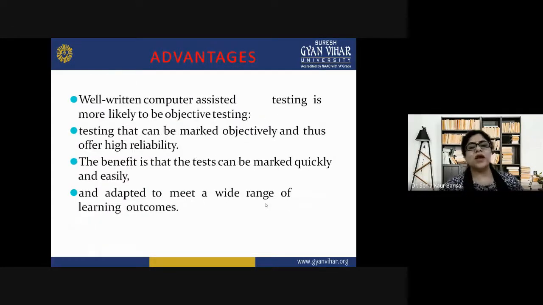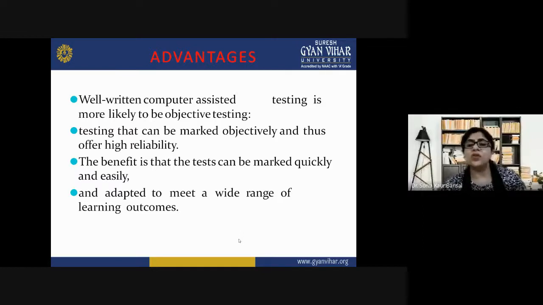Now, what are the advantages of CAA? Well-written computer assisted testing is more likely to be objective testing, testing that can be marked objectively and thus offers high reliability. We all know, students, that when we are giving any competitive exam, as it is done nowadays, objective type questions are given. So this objective testing does not harm the opportunities of those students who are doing well in their academics.